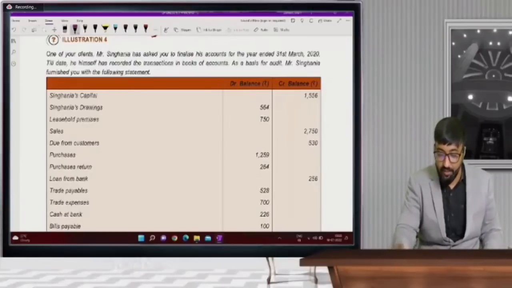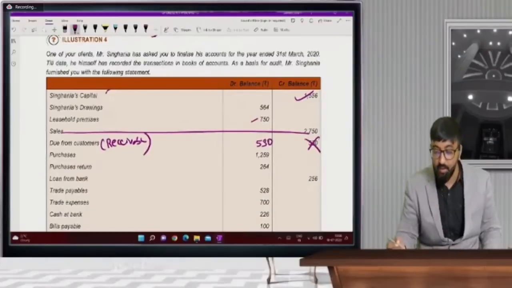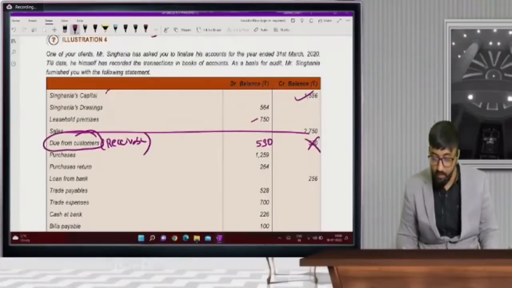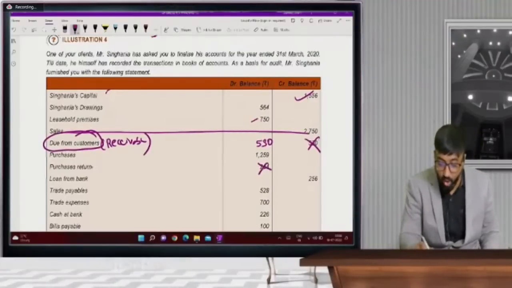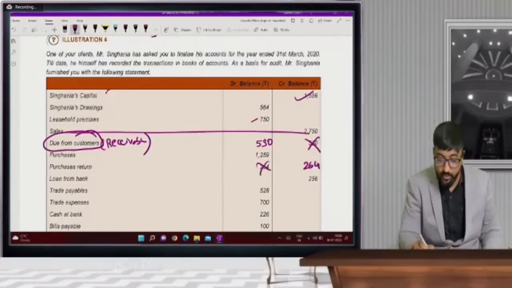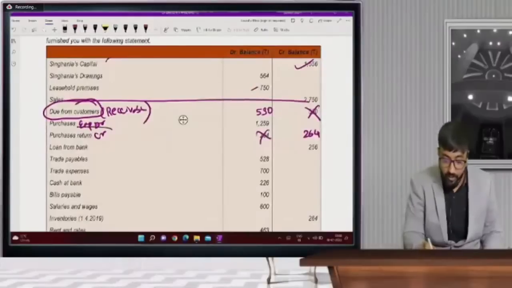Singhania's capital, credit balance, is correct. Whatever is wrong I will circle. Drawings, debit balance. Leasehold property, same. Sales is correct. Due from customer is a debtor, a receivable, so wrong. I will write 530 over here. Purchases correct. Purchase return wrong, 264. Expenses are debit and it is shown as a credit balance, wrong. So purchase return is wrong.